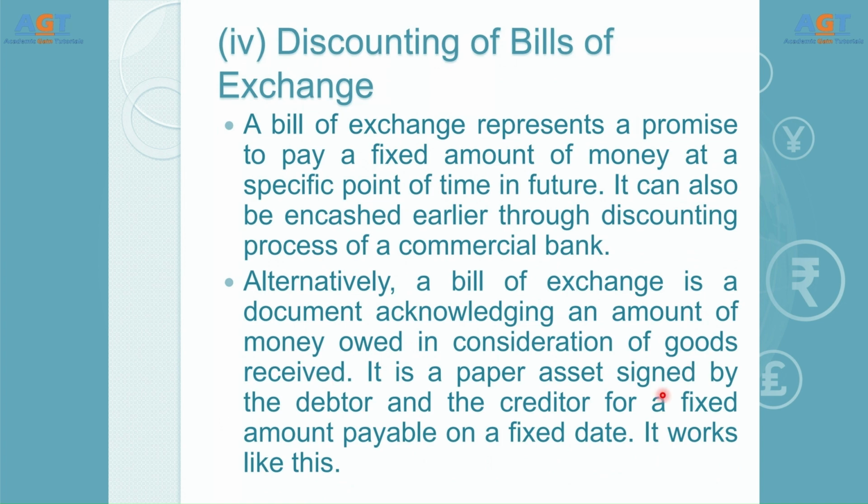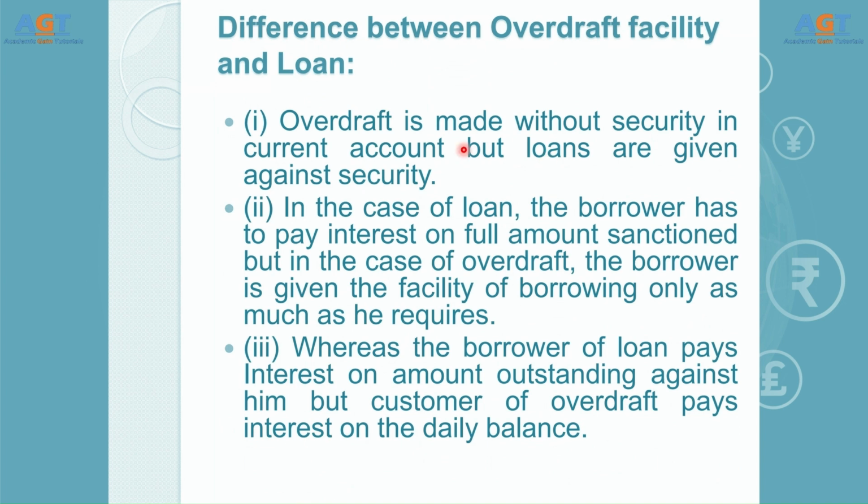First, an overdraft is usually allowed without security in a current account, whereas a loan is generally given against security. Second, in the case of a loan, the borrower has to pay interest on the entire sanctioned amount, whether it is fully used or not. In contrast, under an overdraft facility, the borrower pays interest only on the amount actually withdrawn, not on the full limit. Third, interest calculation also differs. In a loan, interest is charged on the outstanding loan amount, while in an overdraft, interest is charged on the daily balance. So, in summary, overdraft is more flexible, while a loan is more structured and fixed.